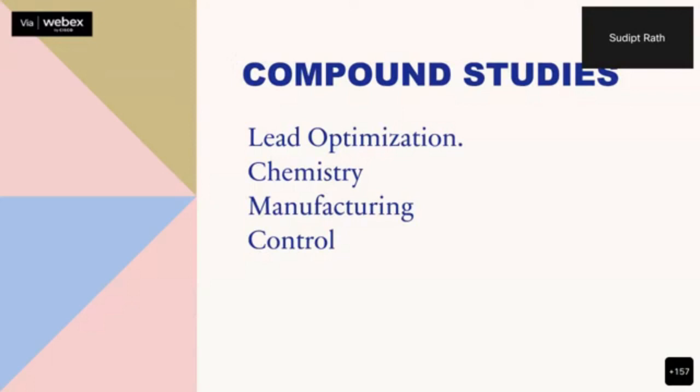And in compound studies, they do lead optimization. It means how this receptor and ligand binding takes place, whether this particular compound or this particular formula is going to bind with the receptor that we are targeting as a therapeutic target. Then chemistry is there. What will be its chemistry, both in terms of its chemical formula and also in terms of its molecular geometry. And after chemistry is known, then we go for manufacturing, whether this can be manufactured or not.